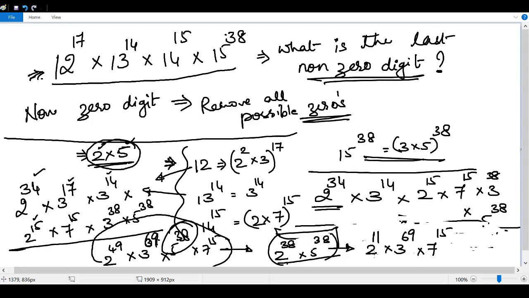2 power 11 ends in 8. 3 power 69: 69 is a multiple of 4 plus 1, so it ends in 3. For 7 power 15: 15 is a multiple of 4 minus 1, and a base of 7 then has an ending of 3. So what is the total value ending in? 2. So 2 becomes the unit digit, the last non-zero digit of this.